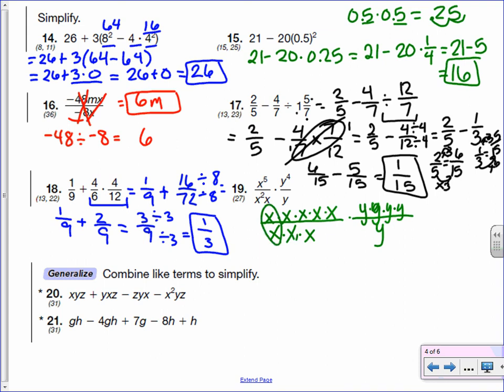These will cancel. And one of these will cancel. So that leaves us with x squared. X times x is x squared. And then we have 1, 2, 3 y's. Y cubed.